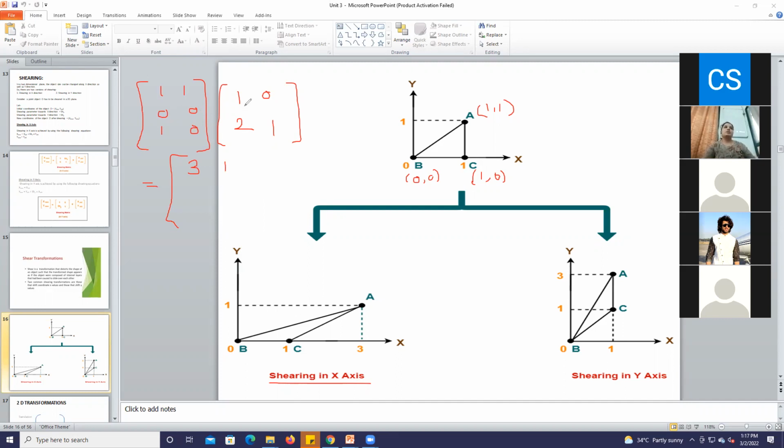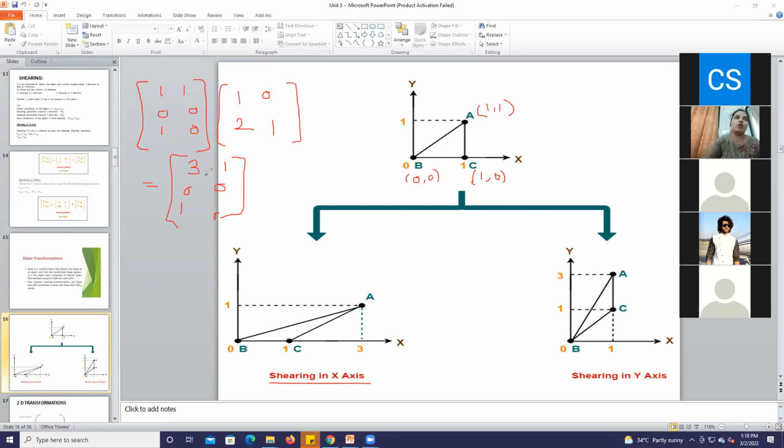Then (0, 0) into this. So 0 into 1, 0. And this is also 0. So (0, 0) multiplied by this will be also (0, 0). And here 1 into 1 is 1, and 1 into 0 is 0. Here also it is 0. Okay.